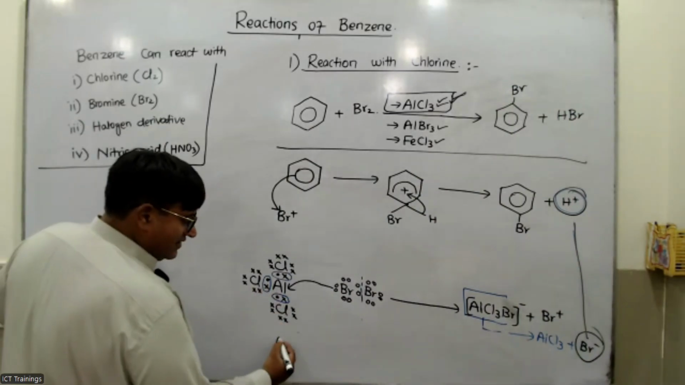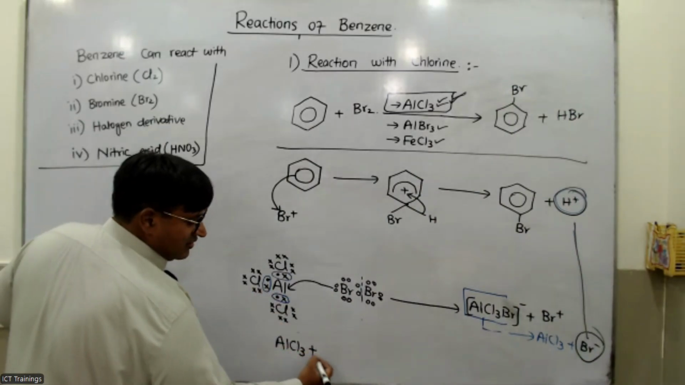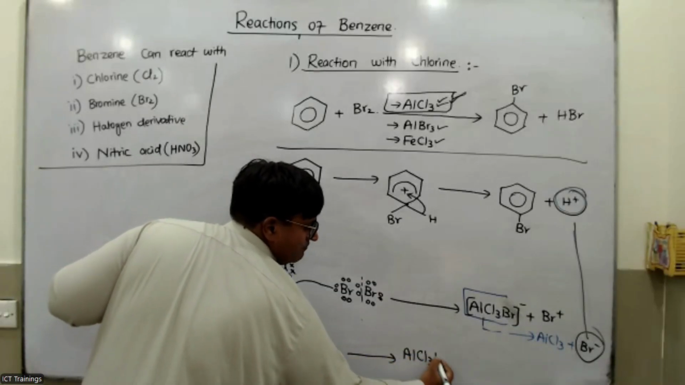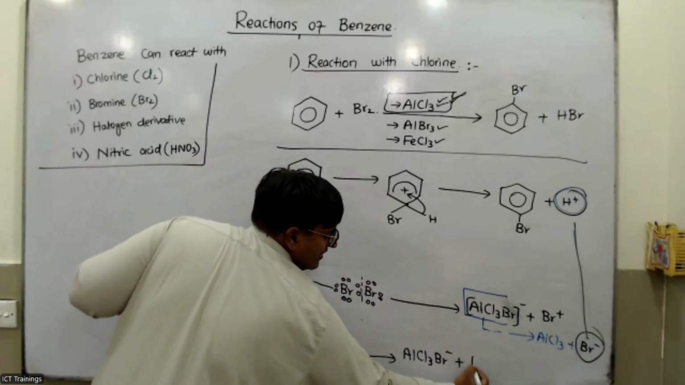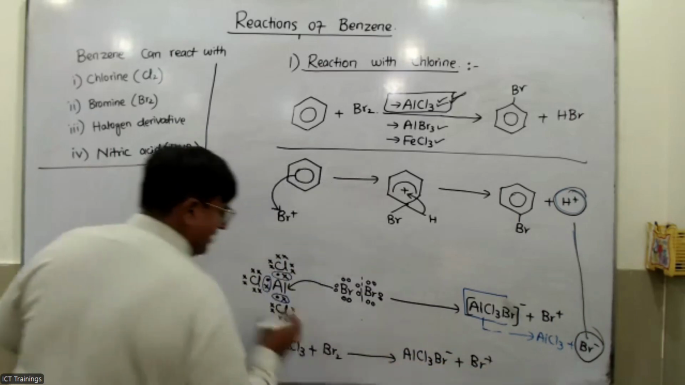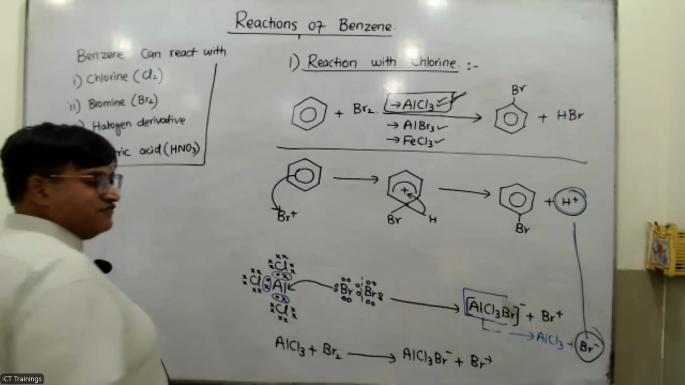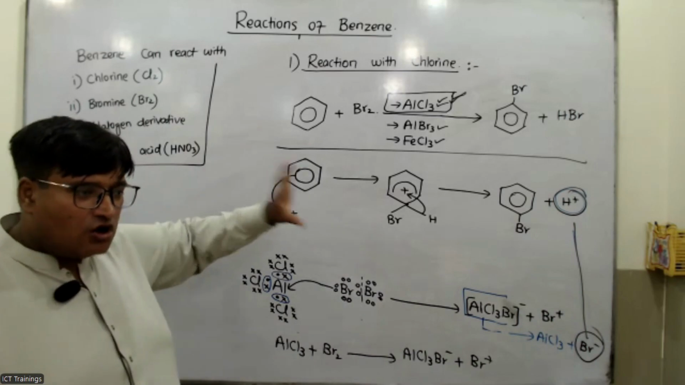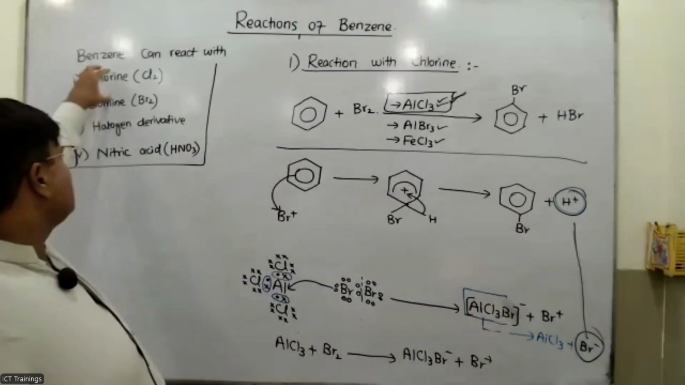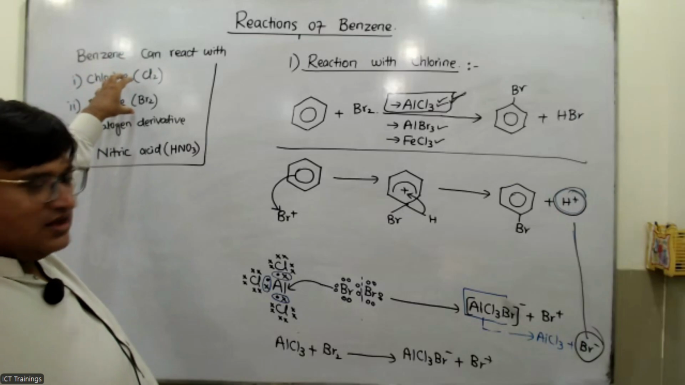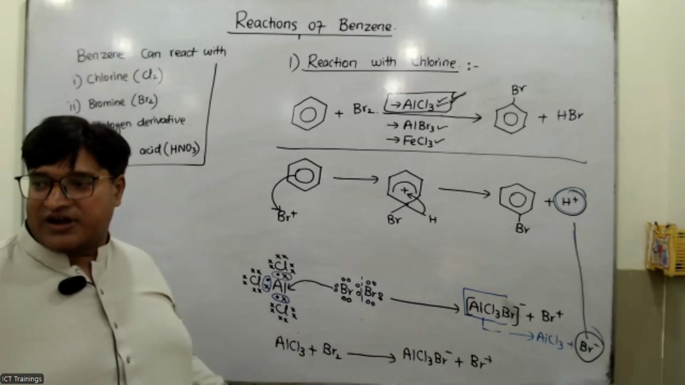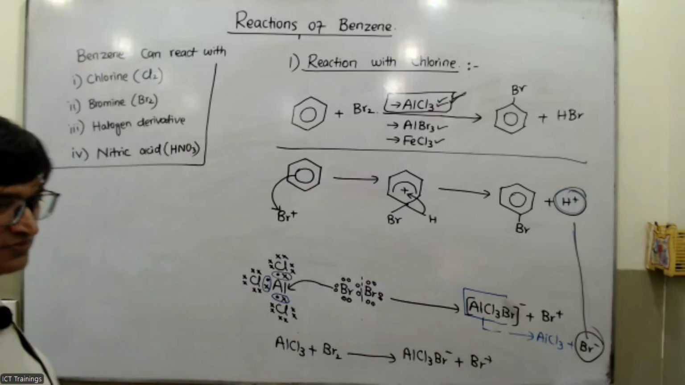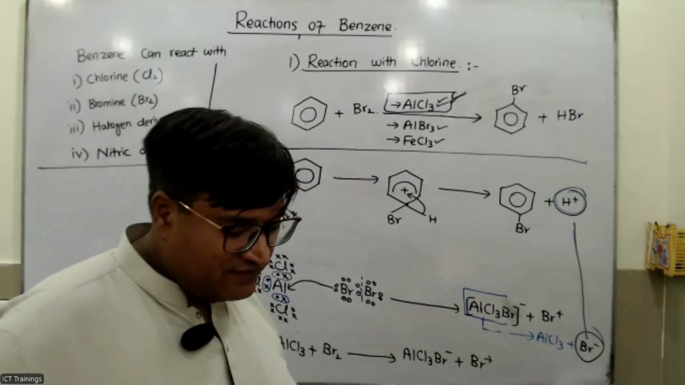You can write it AlCl3 plus Br2, so this is AlCl3Br negative plus Br positive. Okay, so you can write this whole equation in a simplified form like that. So beta, yes, sir. I want all of you to practice these two reactions again. Okay, do these two reactions 3 or 4 times so that you know how to make this whole mechanism. Okay, so that's it for today from my side.